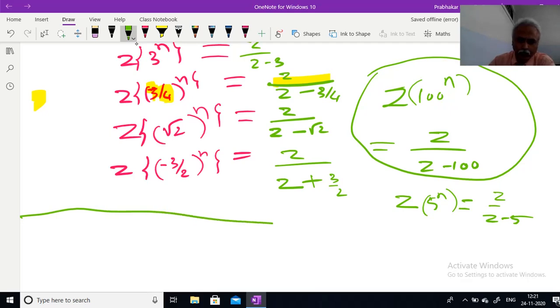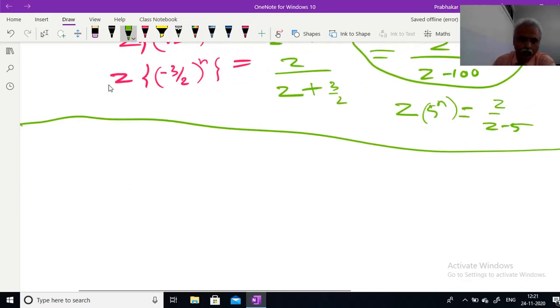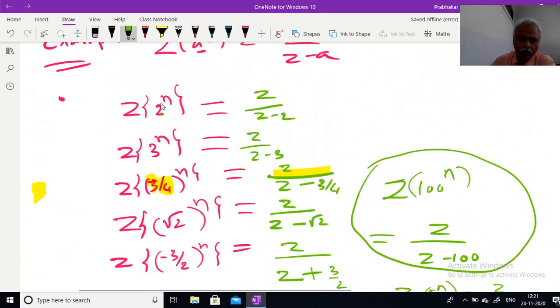So now anyway we are going to learn the inverse z transforms. Why not write the inverse z transform here only? So here to here, if it is 2 here you write 2 raised to n. If it is 3 here you write 3 raised to n. If it is 3 by 4 you write 3 by 4 raised to n. If it is root 2 here, root 2 raised to n. So you should remember this structure.